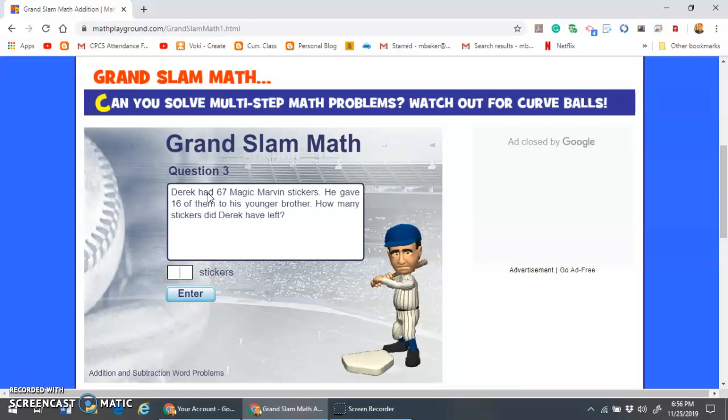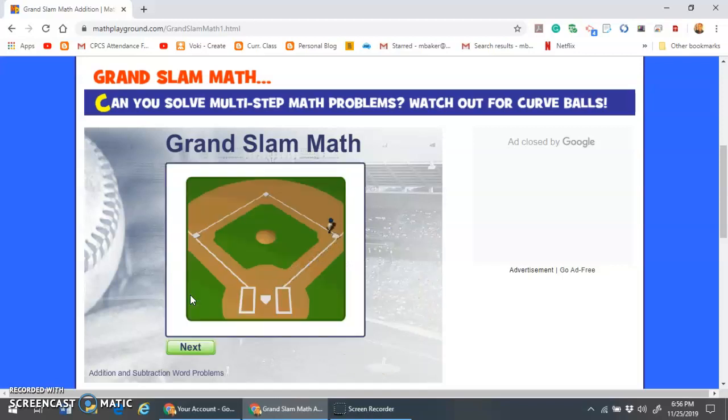Okay? Derek had 67 and he gave 16 away to his younger brother. How many does he have left? We know that's a subtraction problem. So I would say 7 minus 6 equals 1. 6 minus 1 equals 5. So let's plug in 51 and let's see if we get a home run. Home run. There you go.